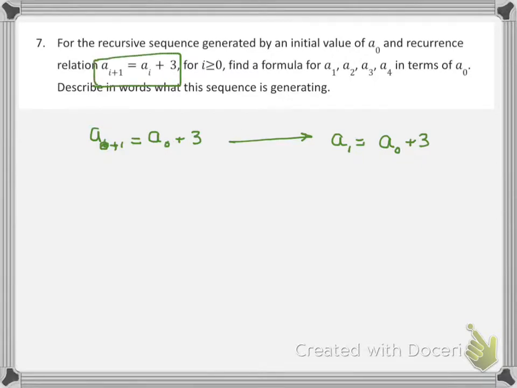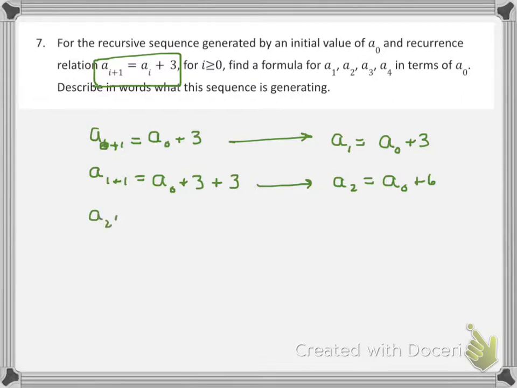So my last result was a sub 1 plus 1 is equal to a sub I, which is my result from the last time. And that is a sub 0 plus 3 plus the other 3. So we can't forget the other 3. And if we simplify, this is a sub 2, the result after my second round, is equal to a sub 0 plus 6. And then we just keep going.